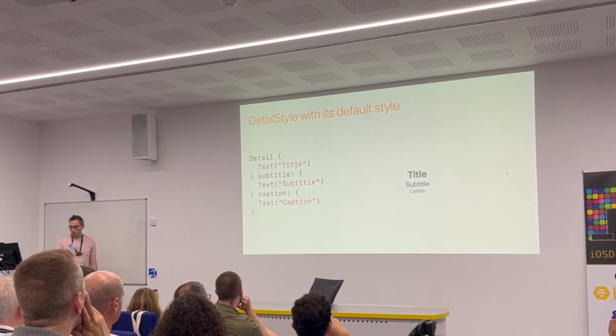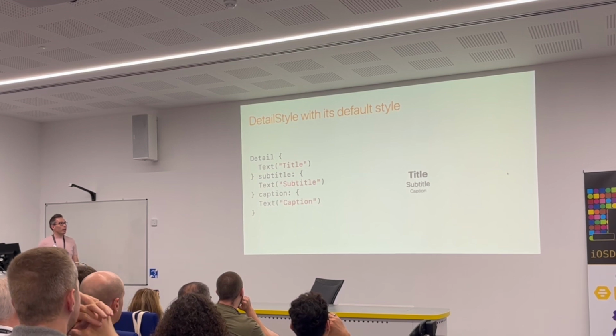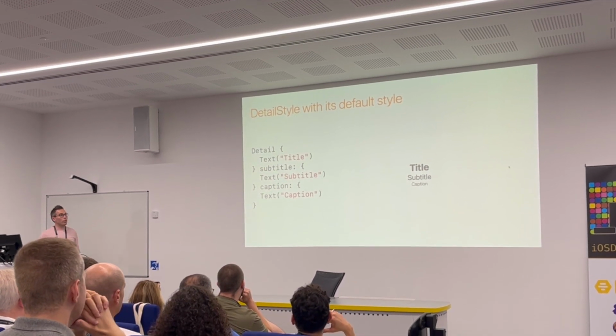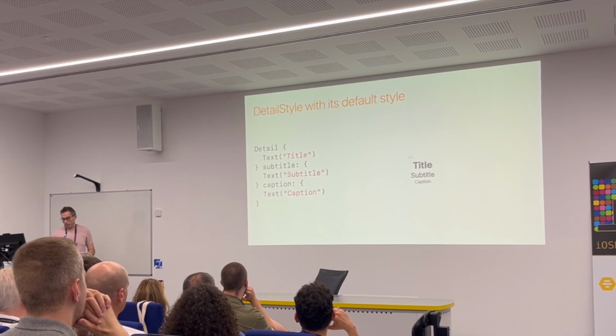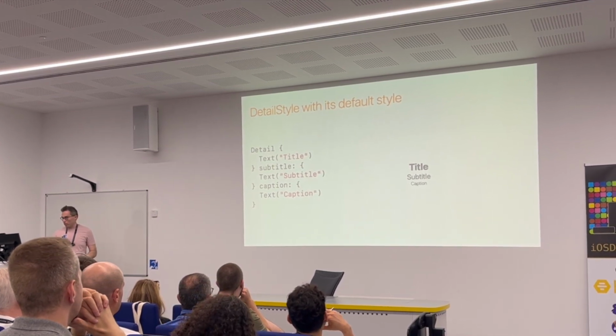So with the default style, that plain detail style that we had earlier, if we use the code on the left, the right-hand side comes out. So we've got a nice bold title, a subtitle, and caption.